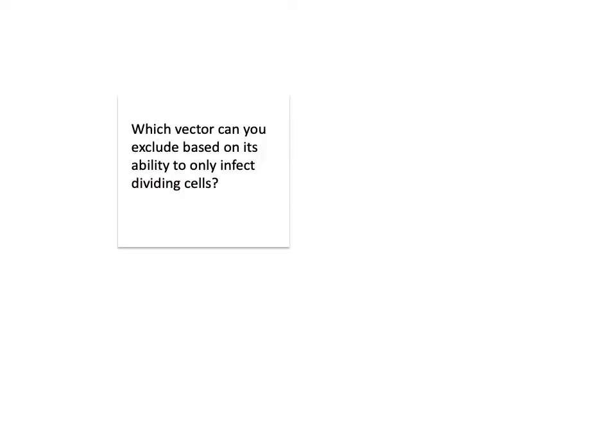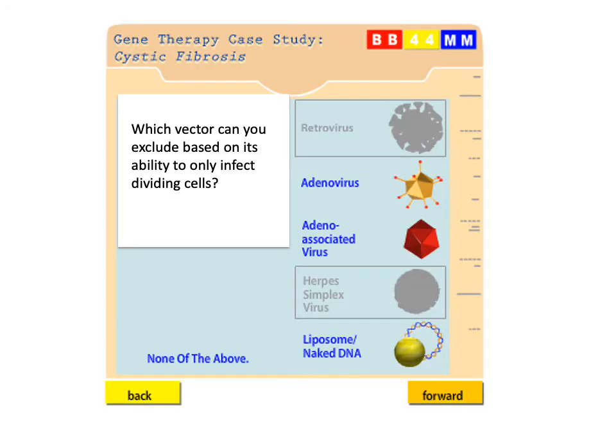The next question: what vector can you exclude based on its ability to only infect dividing cells? The answer is the retrovirus, so that's now blacked out at the top of the slide. The retrovirus can only infect dividing cells. That's not going to work well for CFTR.